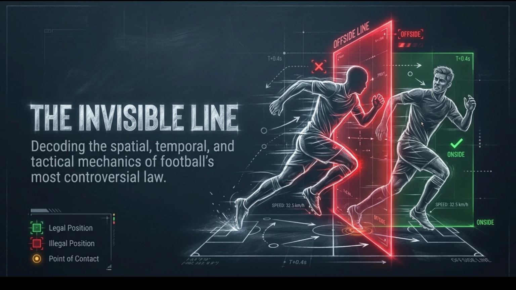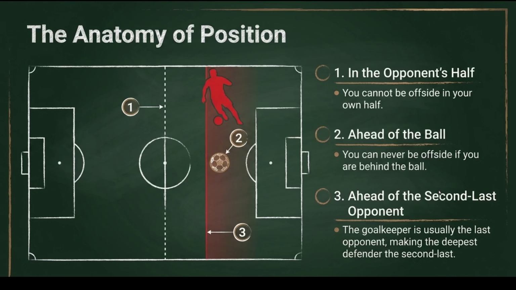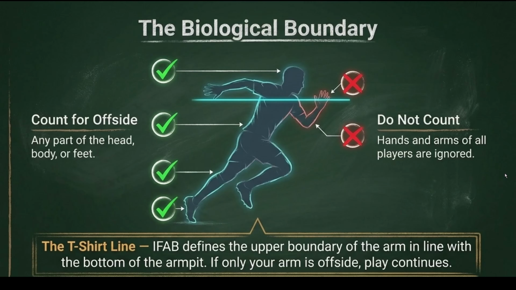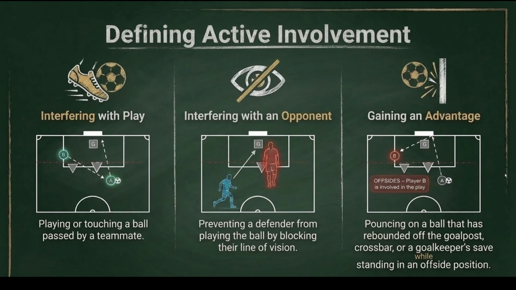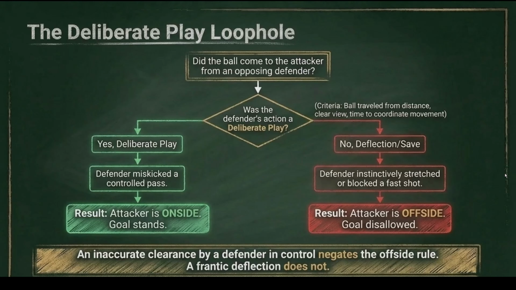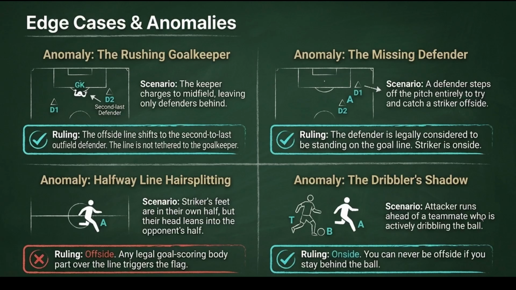You can see the invisible line which they're talking about in the offside. So it's kind of explained it here. A false start, okay, looks correct. You must time your run and cannot be offside in your own half ahead of... Oh, I didn't know this. That's good to know. Ahead of the second last opponent. Goalkeeper usually the last, making the deepest defender the second last. Okay, biological boundary. Yeah, looks good to me. I can go more deeper into it, but it kind of explains how the whole thing works and with diagrams and everything, which is nice. This is great. So that's how you can get more information in here.